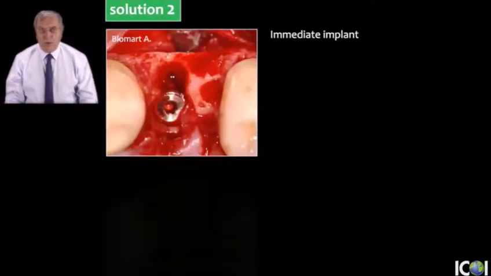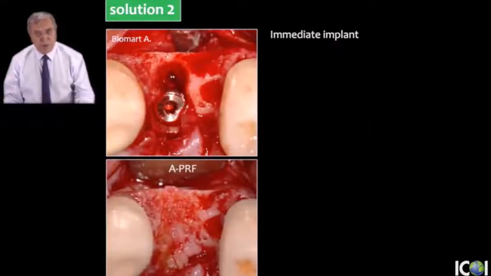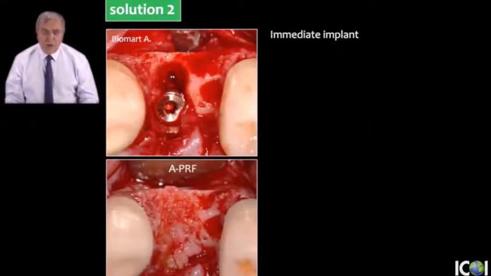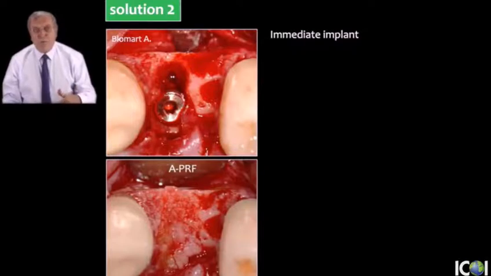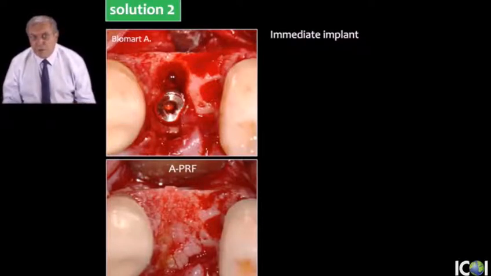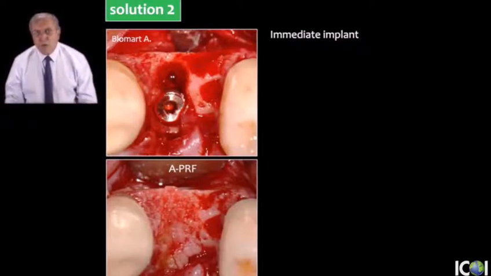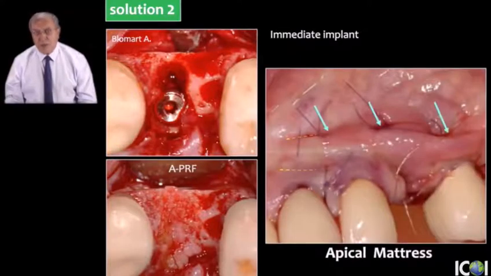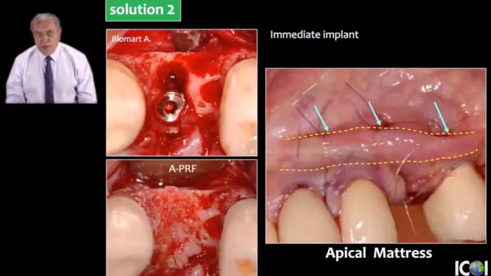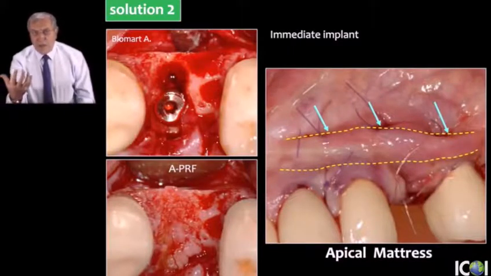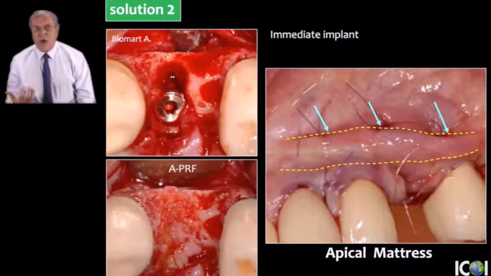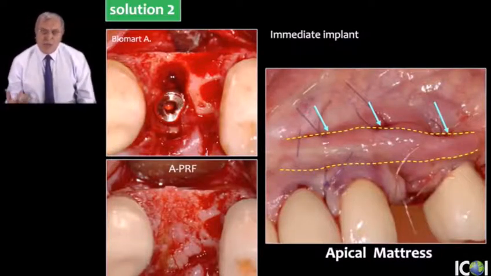I want to show you a simple case. Implant after extraction, it doesn't matter what we put into the socket. The most important thing is how to stabilize and fix the buccal flap. In this case, we made the gum seal by coronal advancement of the flap with an apical mattress. And if you save the bone from the pressure, what will happen?